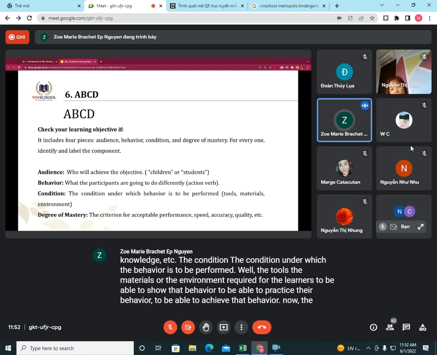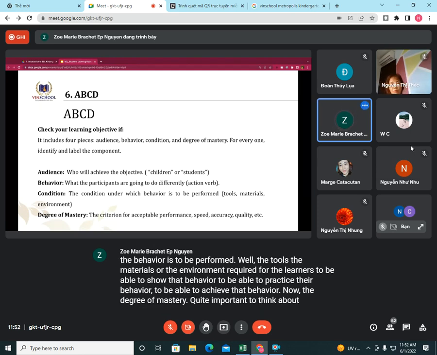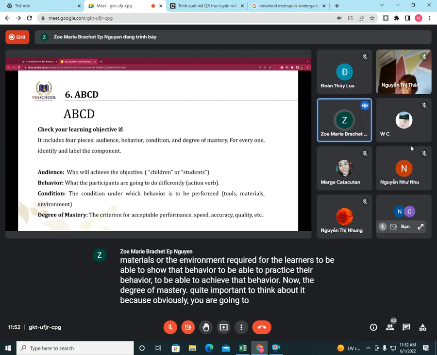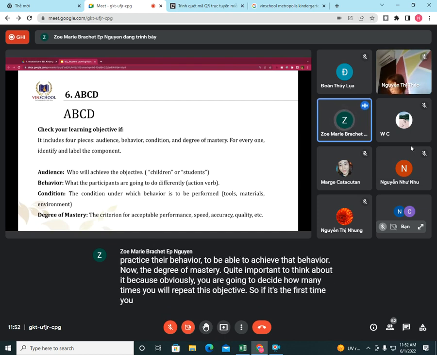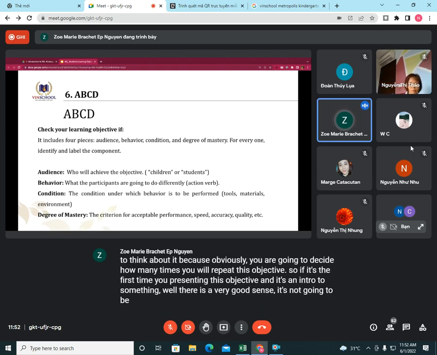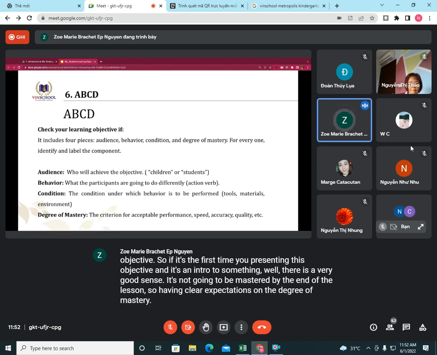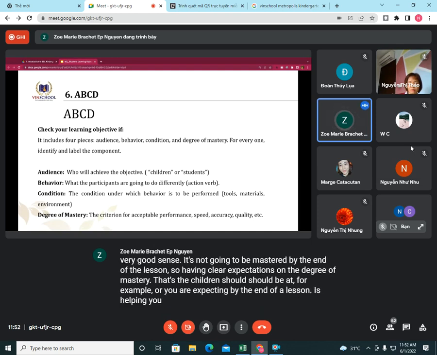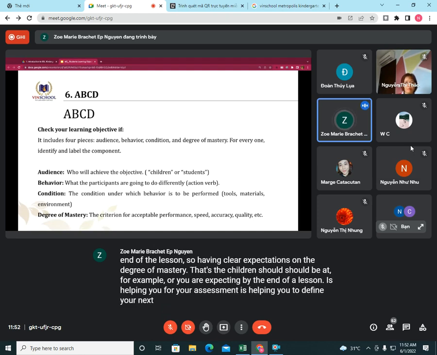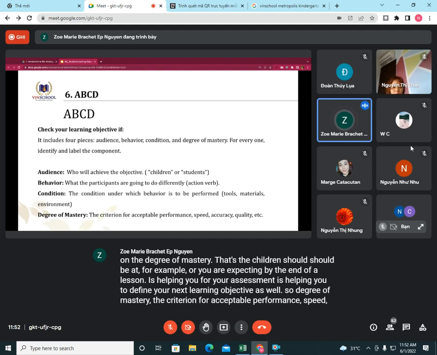Now, the degree of mastery is quite important to think about, because obviously you are going to decide how many times you will repeat this objective. So if it's the first time you're presenting this objective and it's an intro to something, well, there is a very good chance it's not going to be mastered by the end of the lesson. So having clear expectations on the degree of mastery that the children should be at by the end of a lesson helps you for your assessment and helps you to define your next learning objective as well. So degree of mastery: the criterion for acceptable performance, speed, accuracy, and quality.